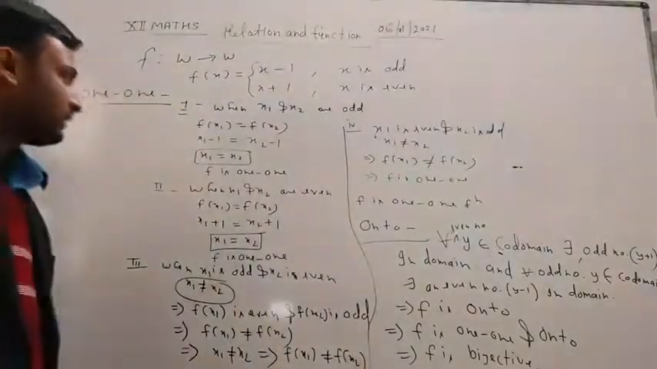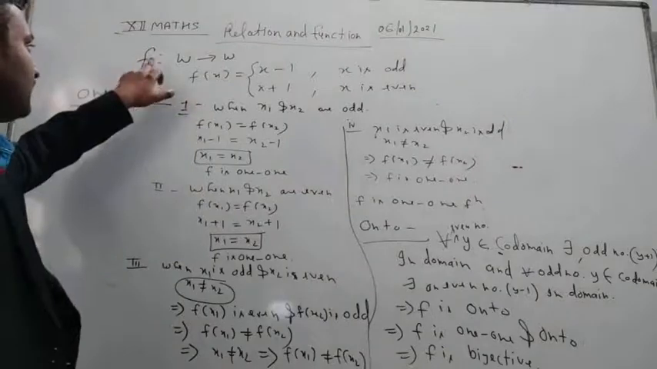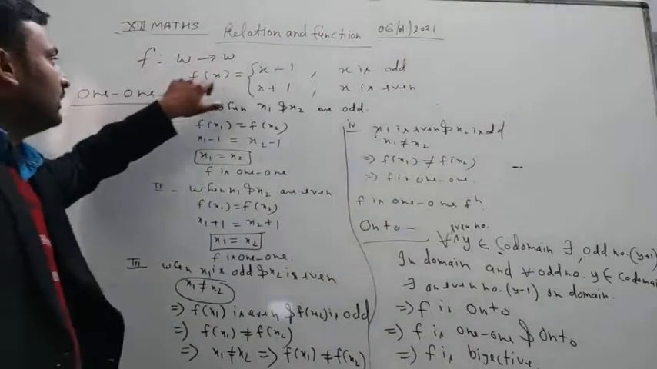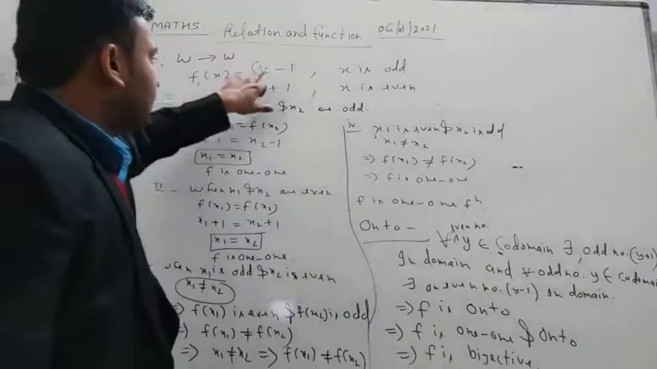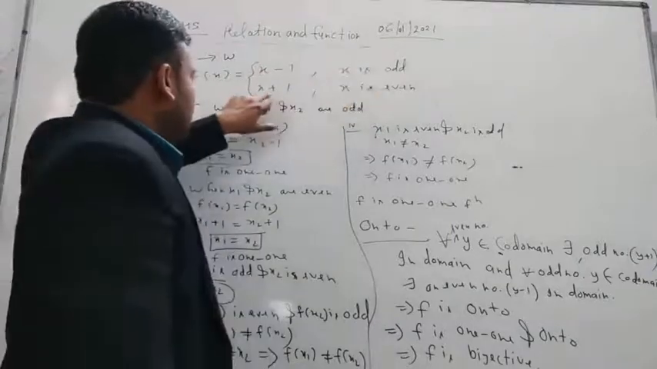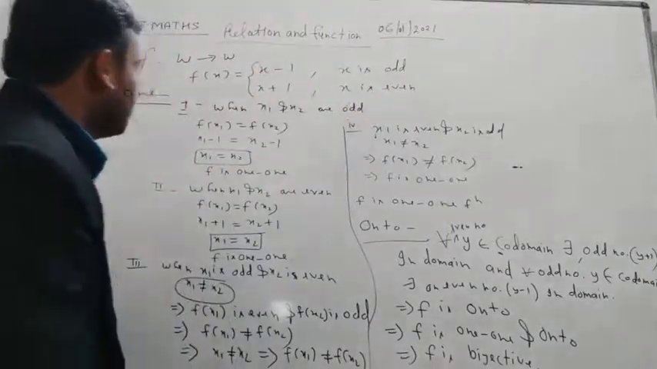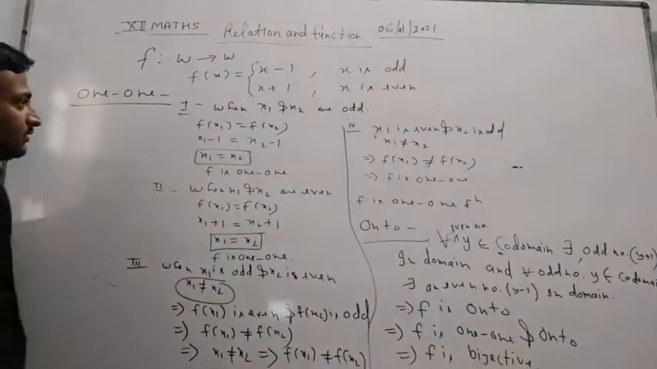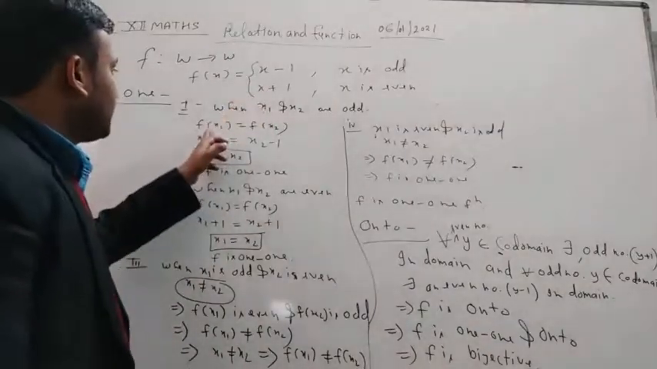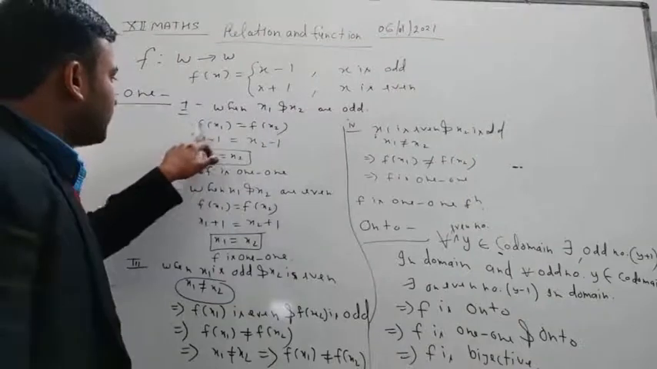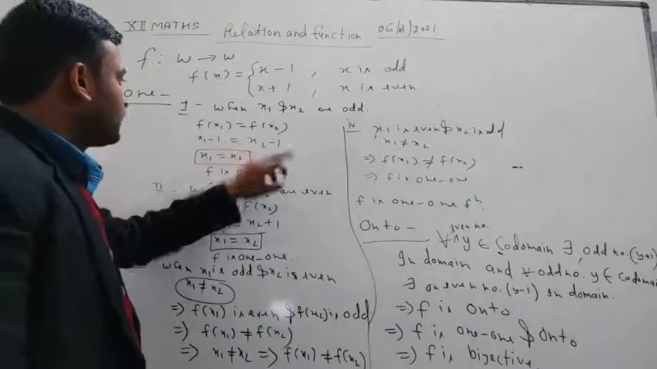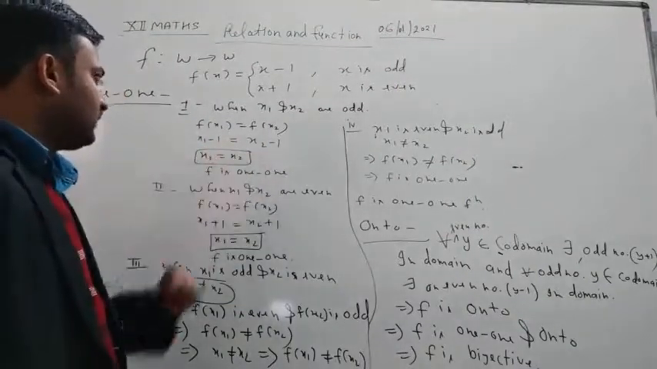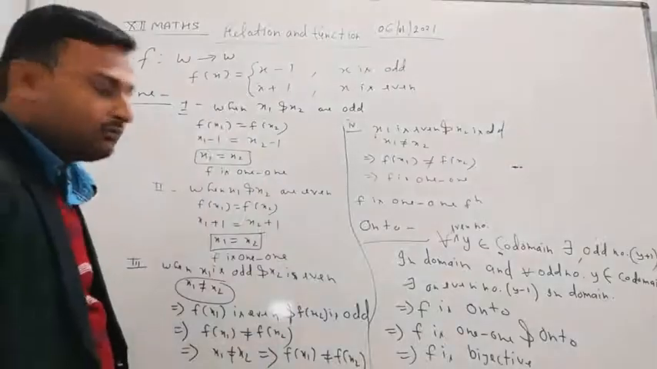I hope you understand. So let's see once again. If a function from W to W, our f(x) is defined as x minus 1 when x is odd, x plus 1 when x is even. So first of all, we are taking when x1 and x2 both are odd. So when both are odd, we can write f(x1) is f(x2), so x1 minus 1 is x2 minus 1, so x1 is equal to x2, so function is one-one.